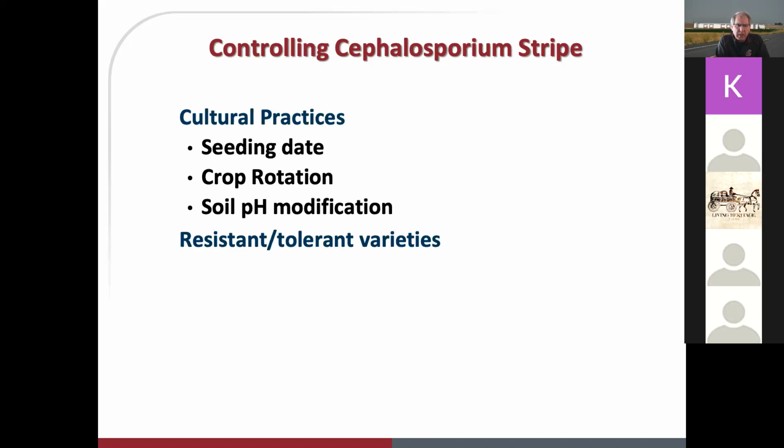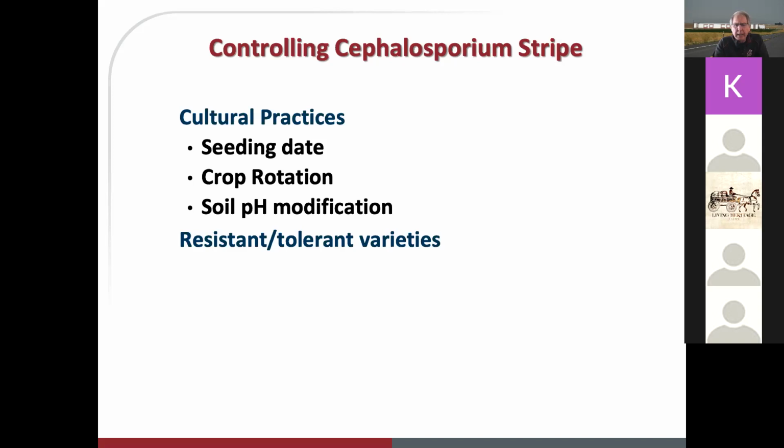And then lastly, soil pH modification. If you have soil pH that's 5.3 or below, consider liming to raise that pH, because that can have a big impact on how severe cephalosporium stripe is. And then resistant or tolerant varieties. I say tolerant varieties here because we don't have great resistance to cephalosporium stripe like we do to eyespot or stripe rust. We can have varieties that tolerate the disease. Things like LTN do pretty well when cephalosporium is severe, but even those varieties can be damaged.